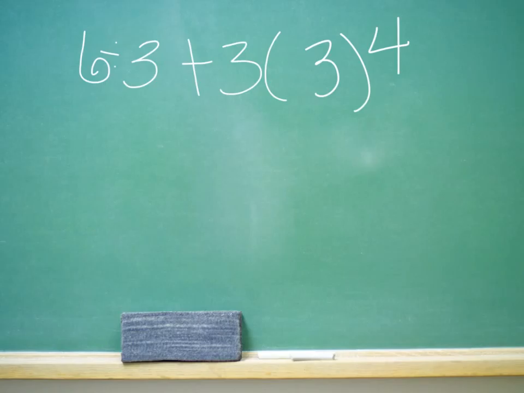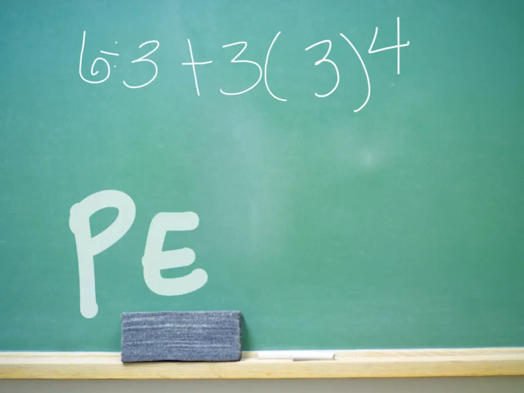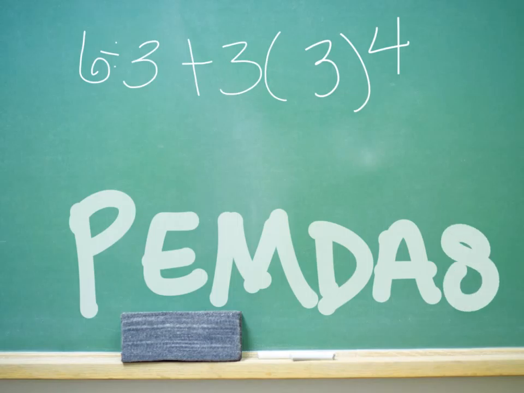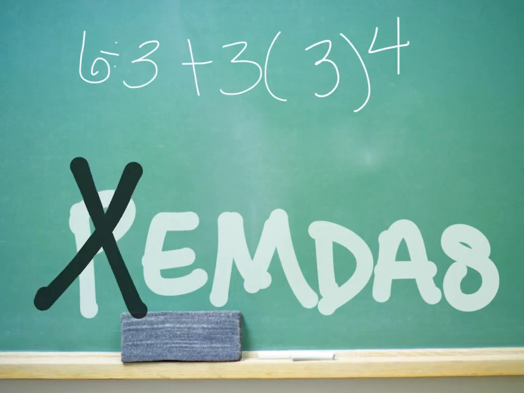Okay, so now that we have 6 divided by 3 plus 3, open parentheses, 3, close parentheses, to the power 4, what do we do next? Remember that PEMDAS is P, E, M, D, A, S. Please excuse my dear Aunt Sally. We already did the P for parentheses. Our next step is E.